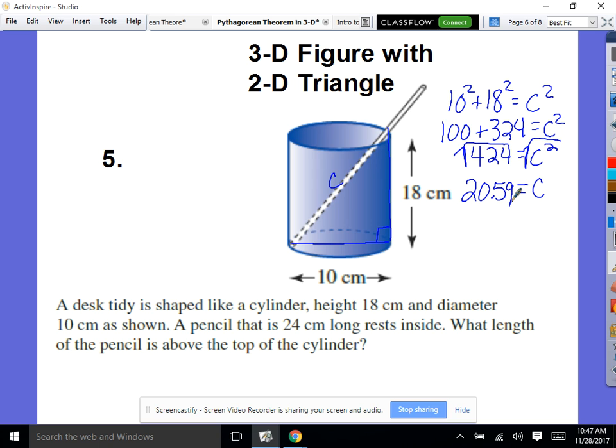So that is going to be this part. But it wants to know how far above this 24 centimeter pencil will be. So we have to say 24 minus 20.59. We can add a decimal and 2 zeros. So we have to borrow here and here and here. So 10 minus 9 is 1, 9 minus 5 is 4, 3 minus 0 is 3. So the pencil will be 3.41 centimeters above the top of the cylinder.